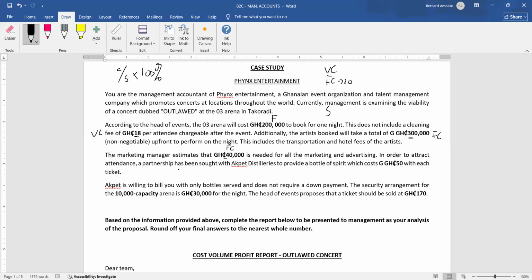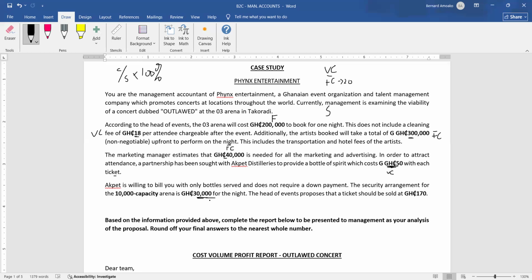Then it says that you partnered with Akpet Distilleries to provide a bottle of spirits which costs 50 cedis with each ticket. So what can you say? The 50 cedis per spirit is also what? A variable cost, because it's going to change with respect to output. Now, Akpet is willing to bill you with only bottles served and does not require a down payment. The security arrangement for the 10,000 capacity arena is also taking 30,000 per night.